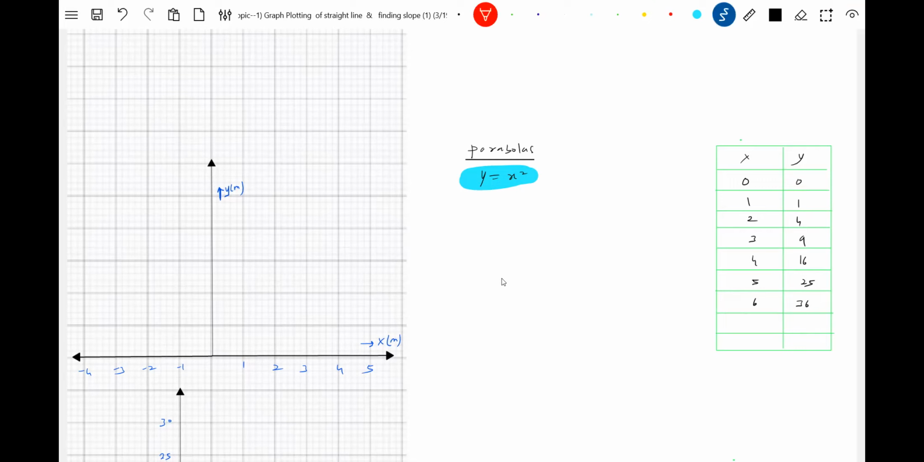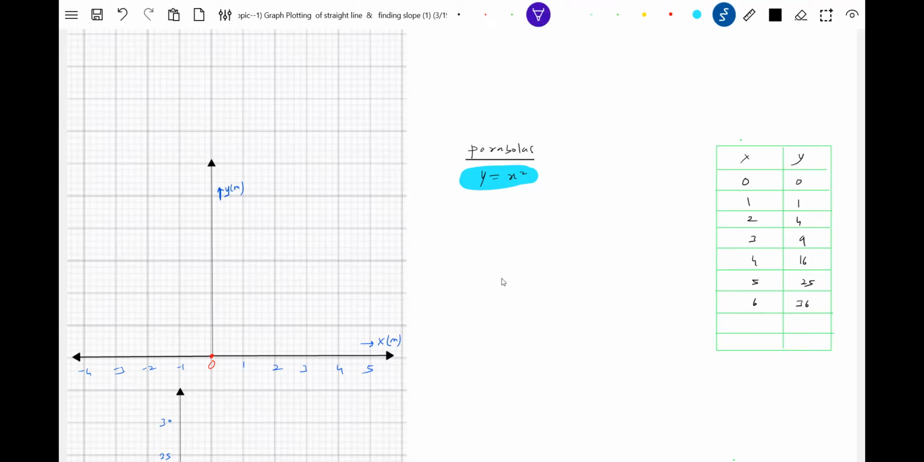Look at this one: x equal to 0, y will be 0; x equal to 1, y will be 1; x equal to 2, y will be 4; x equal to 3, y will be 9. So for different values of x, we will find the corresponding values of y. The scale is 1 centimeter equal to 1 unit. Let this be 0. We'll go first for the location of the experimental points. So x equal to 0, y will be 0, x equal to 1.